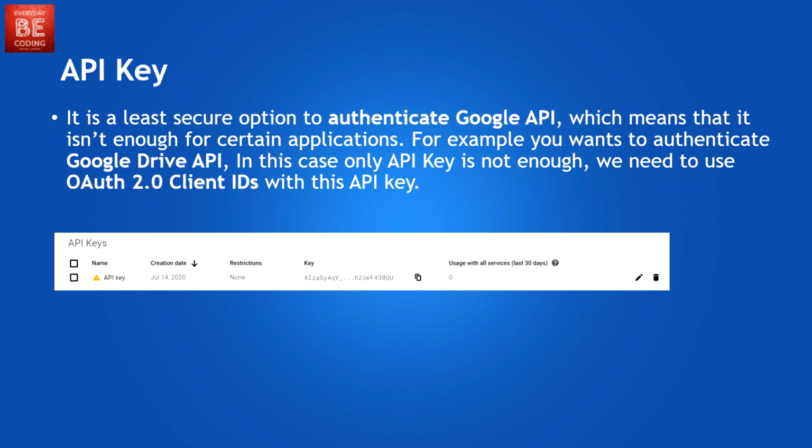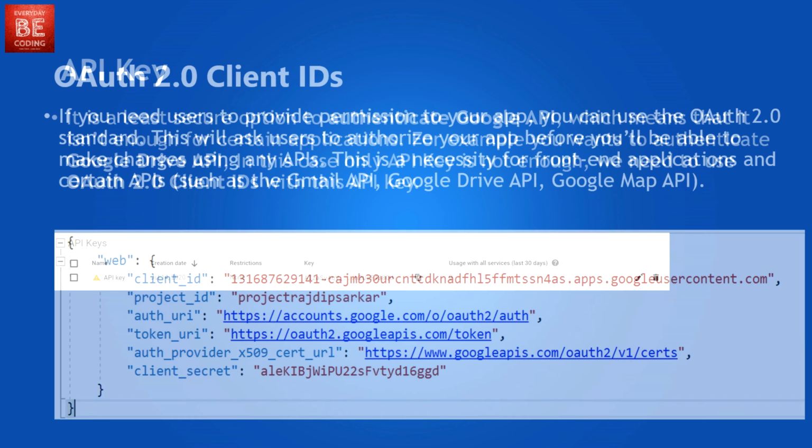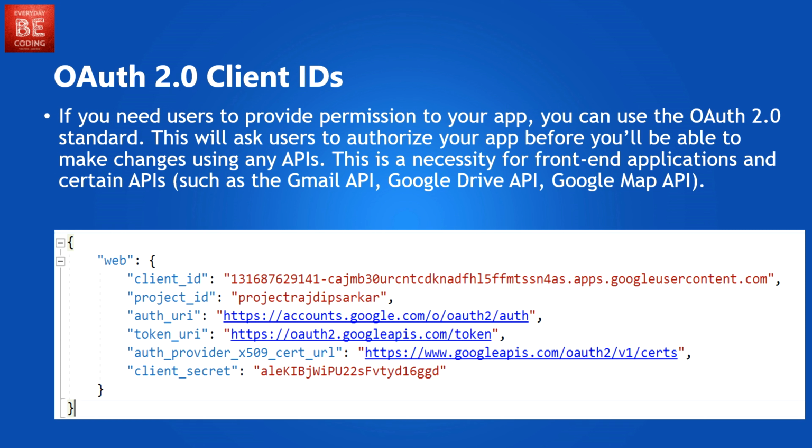If my application can access any Google resource, in those cases I am using an API key with an OAuth 2.0 client ID. Now I will explain the OAuth 2.0 client ID. If you need to provide permission to your app, you can use this OAuth 2.0 standard credential key. This will ask the user to authorize your app before you are able to make changes through any APIs.